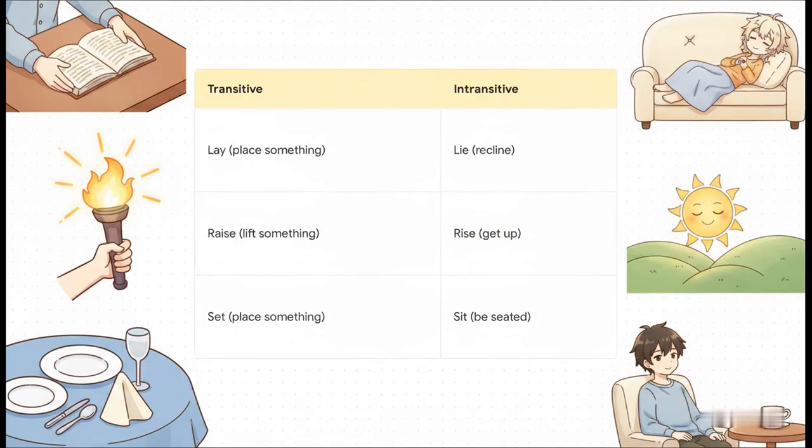Now pay super close attention here, because even native speakers mix up these specific action-transferring pairs all the time. Getting these right will seriously set you apart. So, lay is transitive. You have to lay something down, like lay the book on the table. But lie is intransitive. You just lie on the sofa yourself. It's the same thing with raise and rise. You raise your hand, but the sun rises on its own. You set the table, but you sit in a chair. If you can master these tricky pairs, your grammar is going to be impeccably polished.